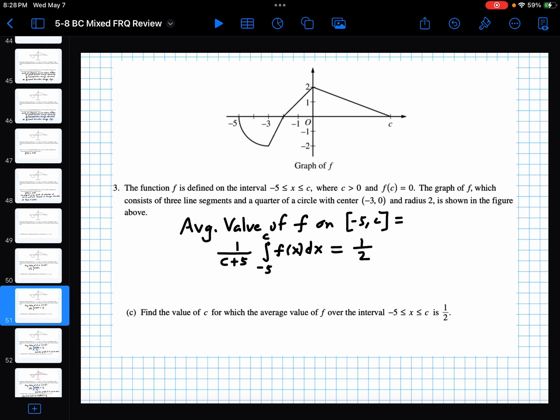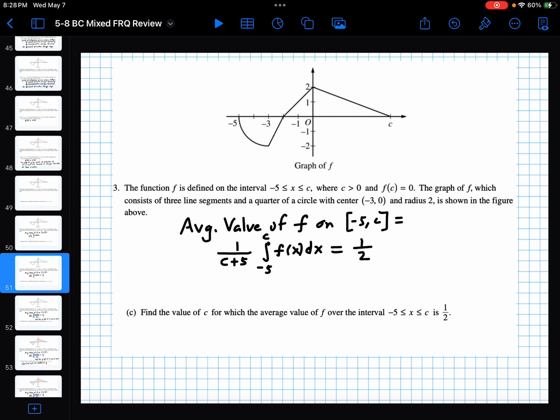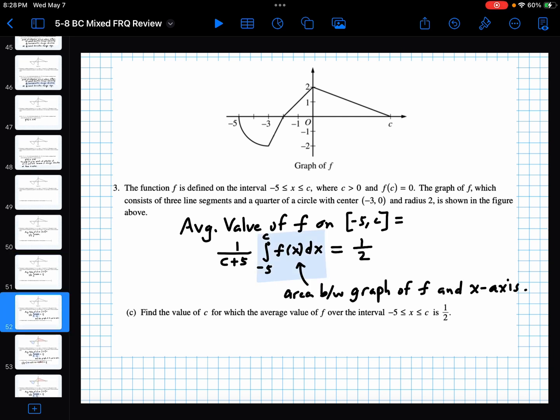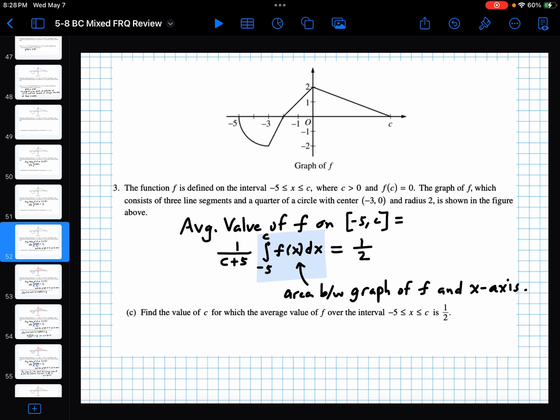Now think about what's going on here. When you integrate f, you're finding the area between f and the x-axis, right? That's what that integral represents. So here's where the geometry formulas come in. Let's just go one at a time.